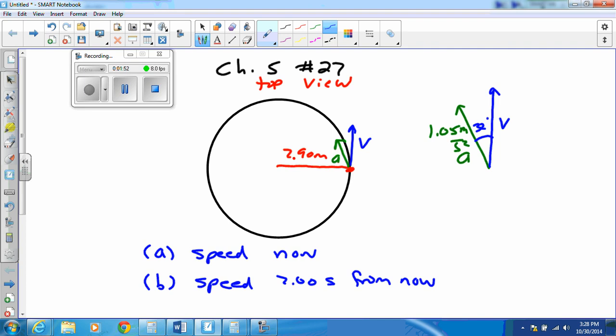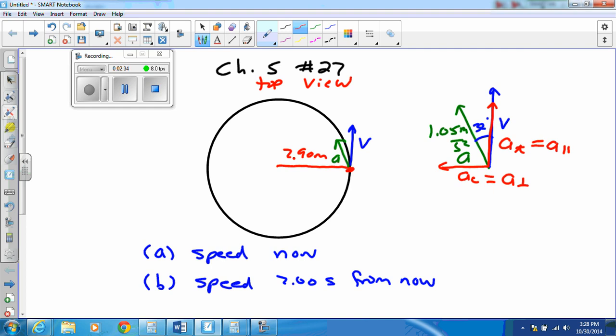The key word for this problem is components. We are going to use the object itself as the reference frame, and we're going to think of components that are parallel and perpendicular to the direction of motion. In other words, we're going to take a and split it up into a centripetal component, or a component that is perpendicular to the direction of motion, and a component that is tangential, or parallel to the direction of motion.